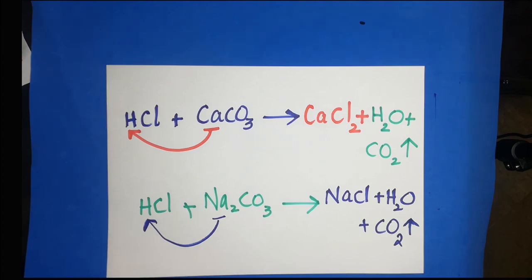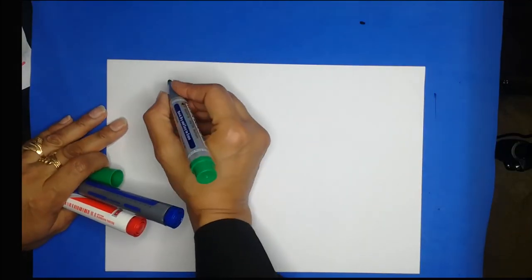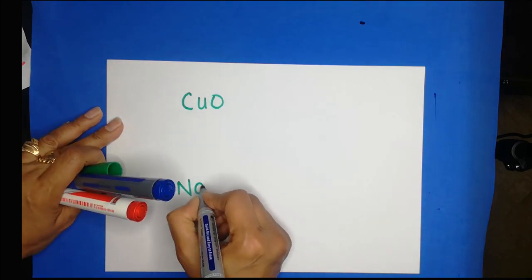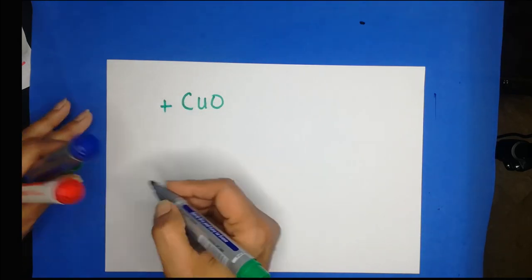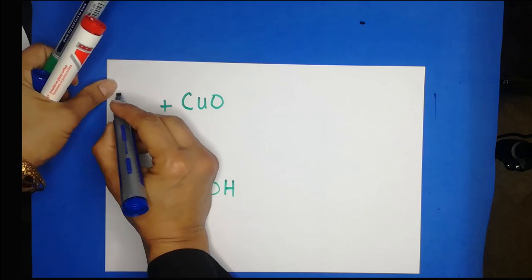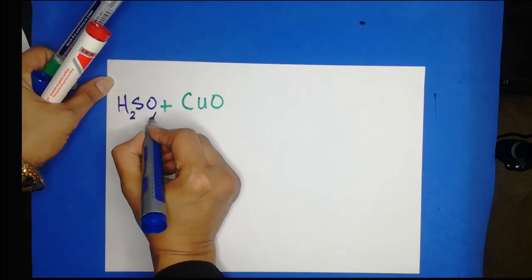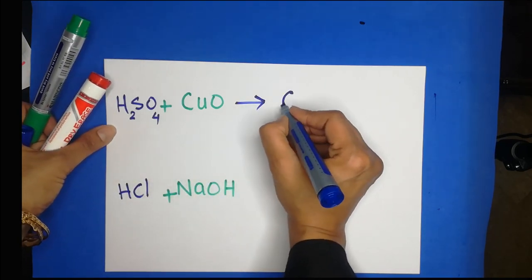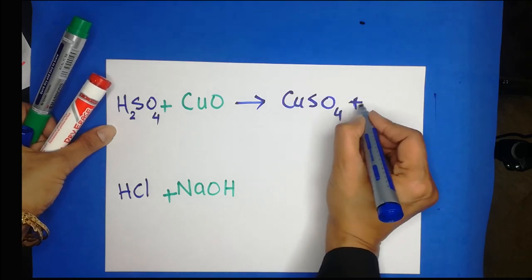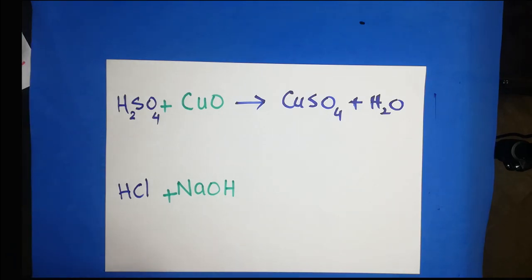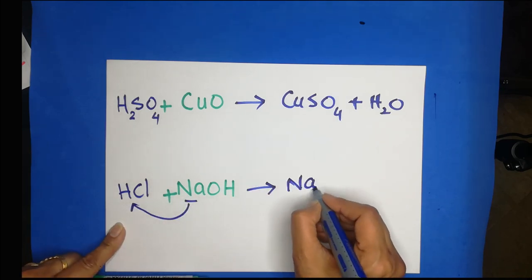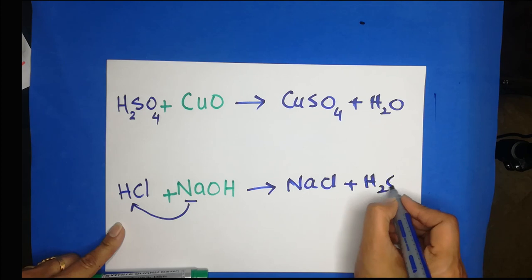Next two reactions are with metal oxides and metal hydroxides. If we say metal oxides CuO and metal hydroxides NaOH are going to react with sulfuric acid, with hydrochloric acid, then salt will be produced along with water. And again, this sodium will take the position of this H and NaCl salt will be produced with water.